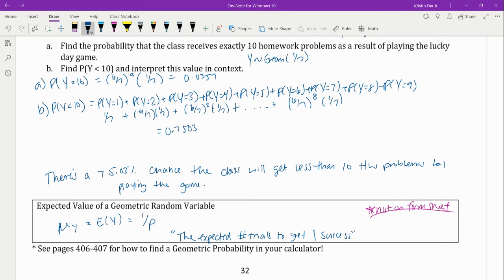Remember that y is always defined as the number of trials. So the expected value of y is going to be the expected number of trials.